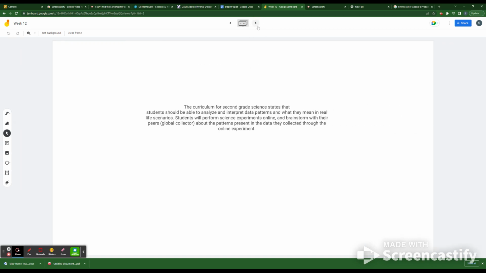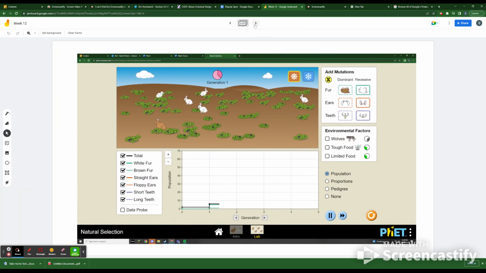So the curriculum for second grade science states that students should be able to analyze and interpret data patterns and what they mean in real life scenarios. Students will perform science experiments online and brainstorm with their peers about the patterns present in the data they collected through the online experiment. Okay, so the first technology that I have decided to use is this online lab about natural selection.